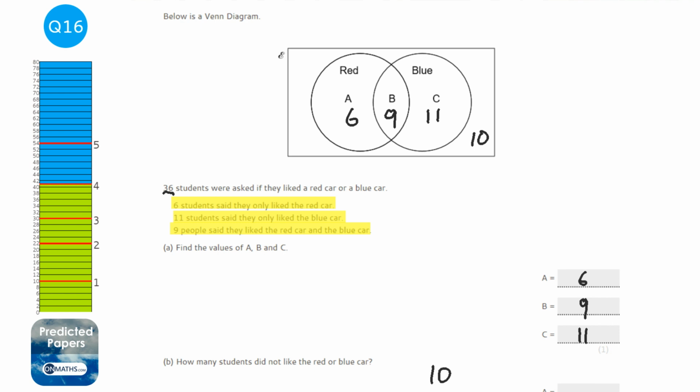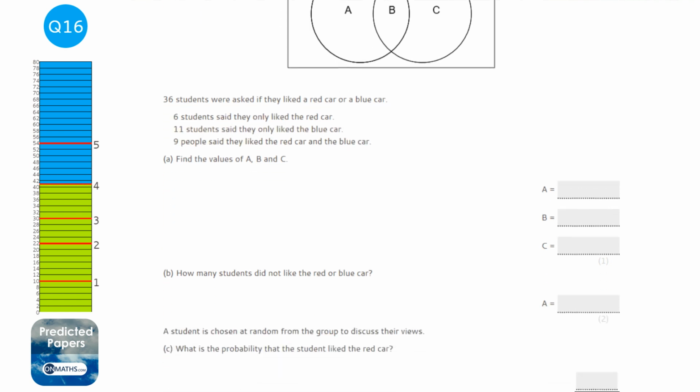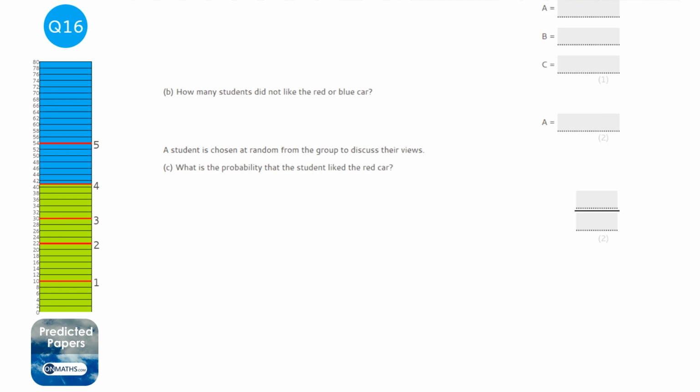Okay, now if I scroll down, we'll have a look at the next question. It says a student is chosen at random from the group to discuss their views. What's the probability that student liked the red car? If you'd like to pause the video now and have a go.